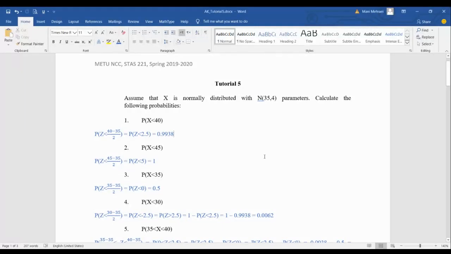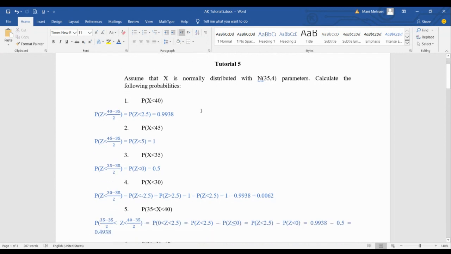Hello everyone. Today we are going to deal with very basic questions about standard normal distributions. Now let's deal with tutorial number 5. Our assumption is that X is normally distributed with these parameters. It means that 35 is the mean and 4 is the variance of this normal distribution. Now calculate the following probabilities.